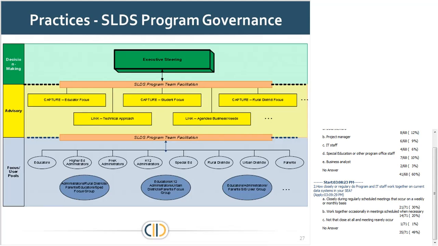The next slide here is just another view of governance. At the top here are executives at that decision-making level. We have another layer here that's advisory groups, which is getting more into the program area, and then focus or user groups that are involved as well. Again, you'll see the themes of capturing and linking throughout the documentation that we have.